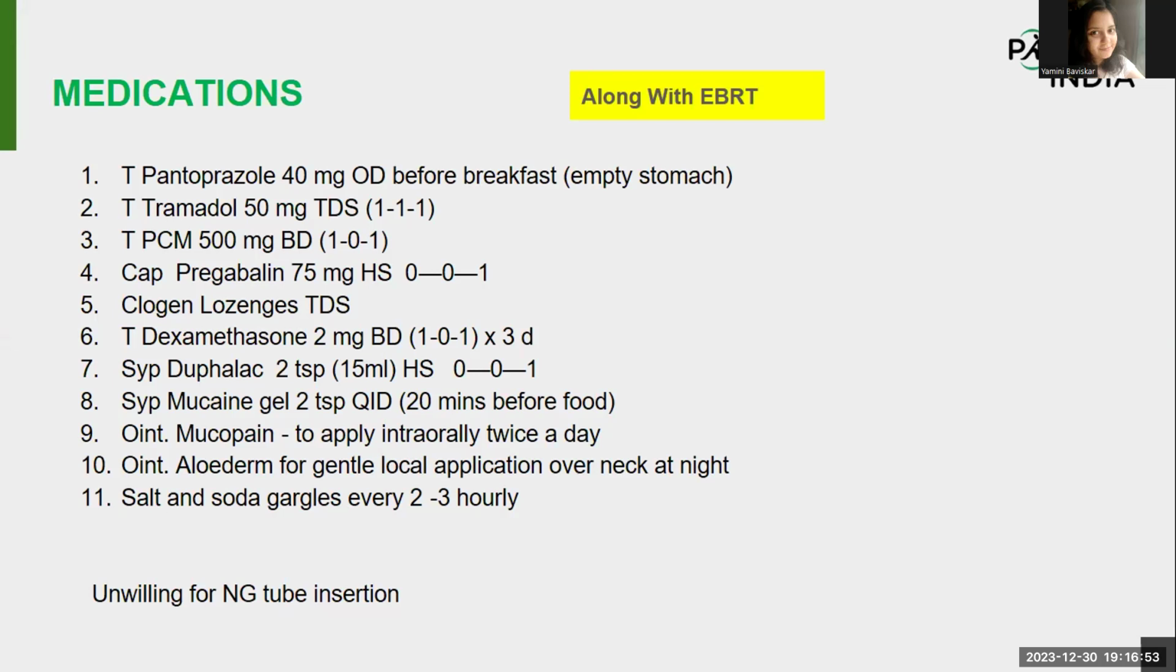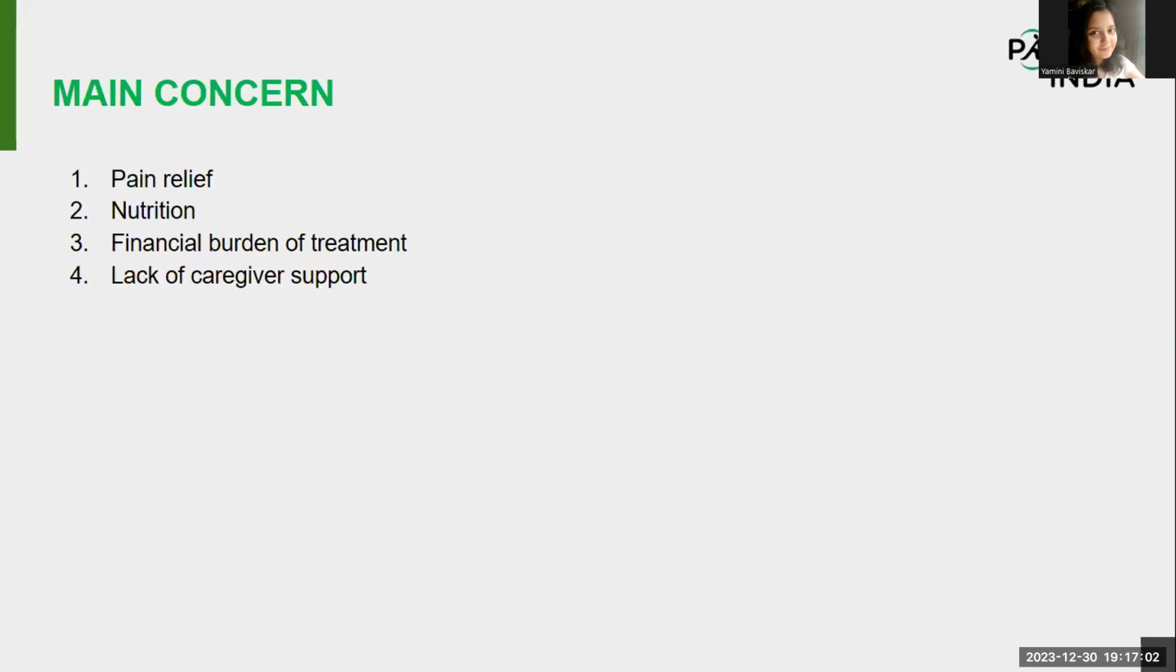She is being asked to do salt and soda gargles regularly at 2 to 3 hourly intervals, and she's unwilling for NG tube insertion. The main concern for her is pain relief, nutrition, financial burden of treatment, and lack of caregiver support.